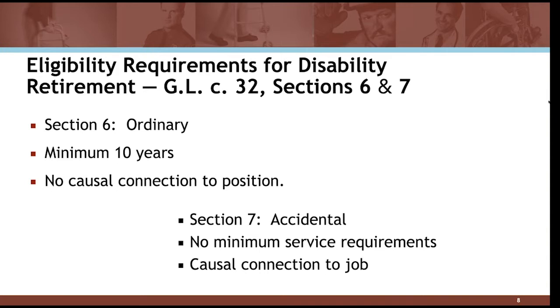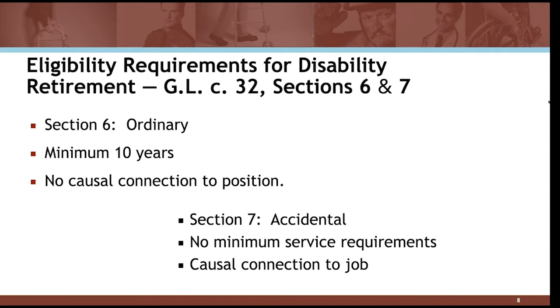So what are the eligibility requirements for disability retirement? Specifically, Sections 6 and 7. What are their differences? Well, ordinary, Section 6, generally is a fairly catastrophic medical condition that prevents an employee from performing their job without a connection to their employment.